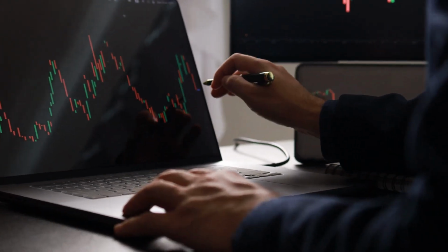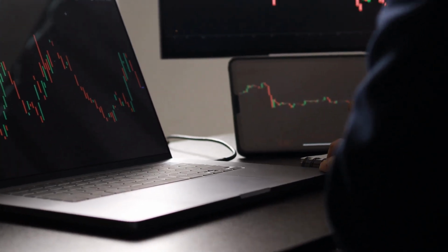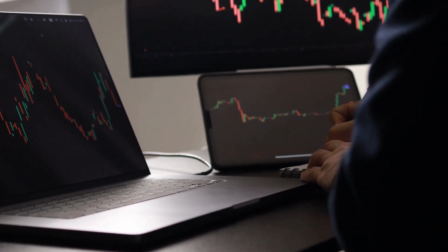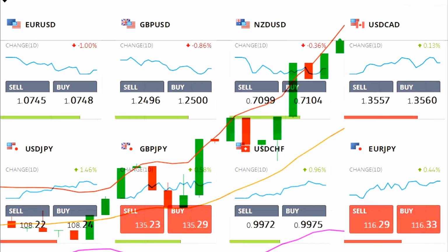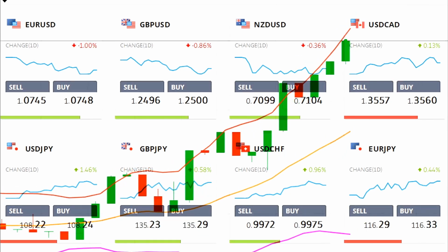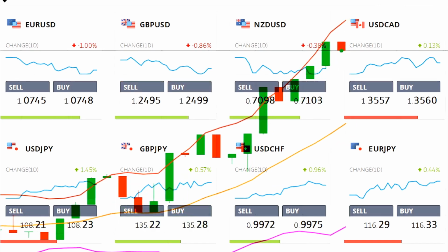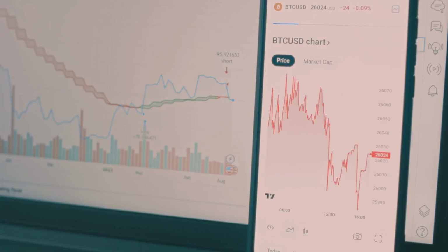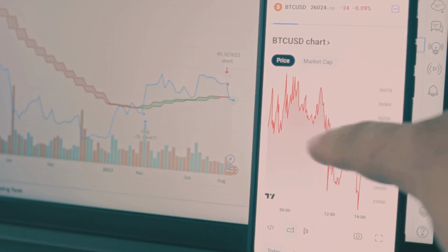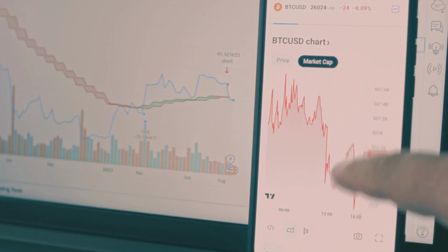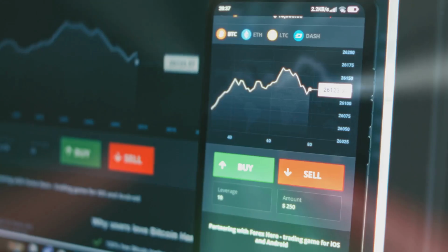Let's say you are watching the EUR-USD currency pair. This pair is one of the most traded in the Forex market, known for its liquidity and volatility. You are using the 50-day and 200-day moving averages. These moving averages help smooth out price action and identify trends over different time frames. You see the 50-day moving average cross above the 200-day moving average. This crossover is often referred to as a golden cross, indicating a potential upward trend. This is a buy signal.